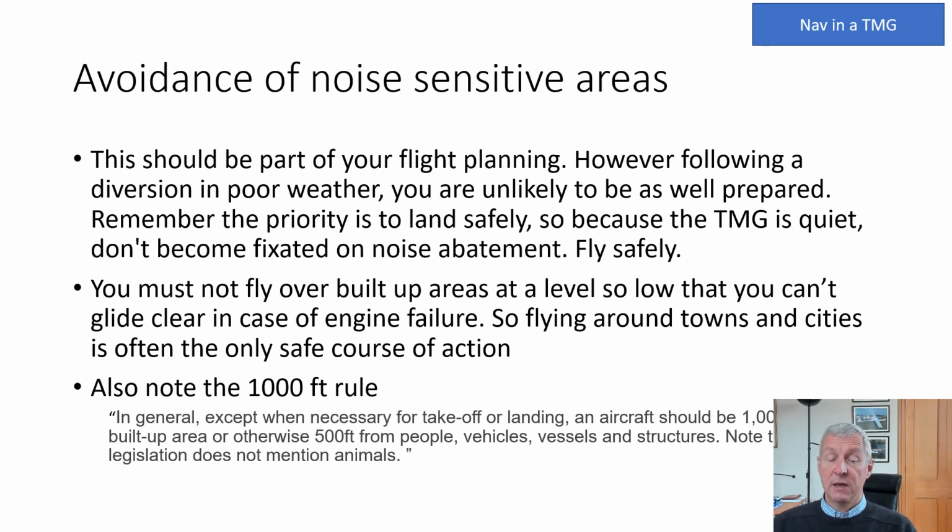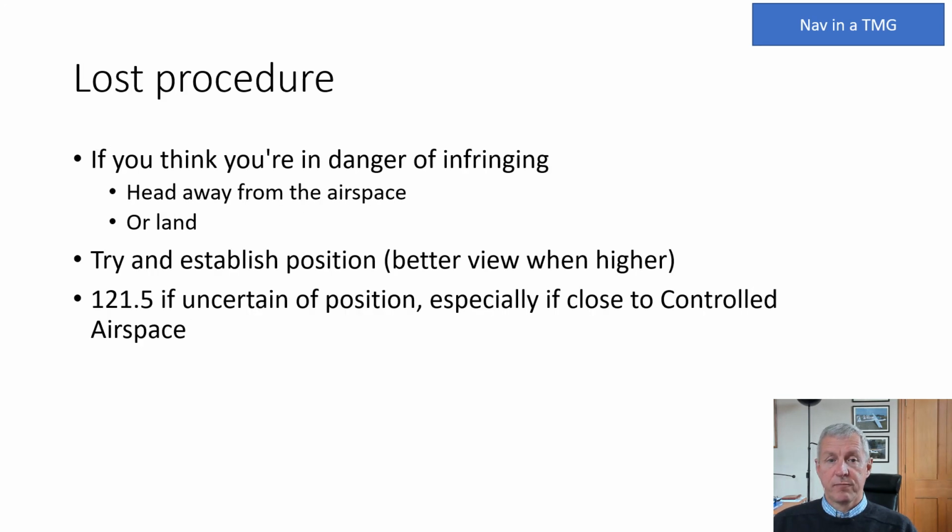And note the 1,000 foot rule. You mustn't be less than 1,000 feet above a built-up area, and you mustn't be less than 500 feet from anything, any person, vehicle, vessel and structure. If you're lost, if you think you're in danger of infringing airspace and you know roughly where you are, head away from it, or put the glider on the ground safely.